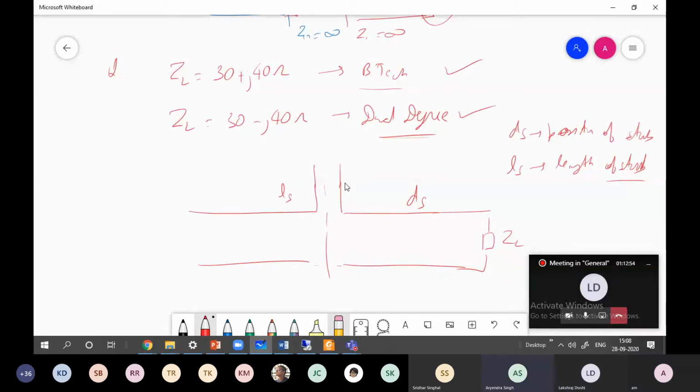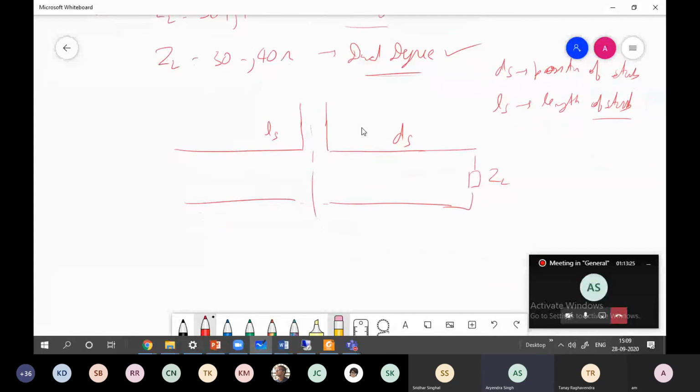DS: first normalize ZL with respect to Z0, and then choose DS such that when you look into the DS section, it should be 1 plus some J times B. And LS has to be chosen such that the reflection coming back from LS cancels that JB. Then it will be 1 when you look in totality from the point of the stub, so it will be like looking at Z0 throughout the line.